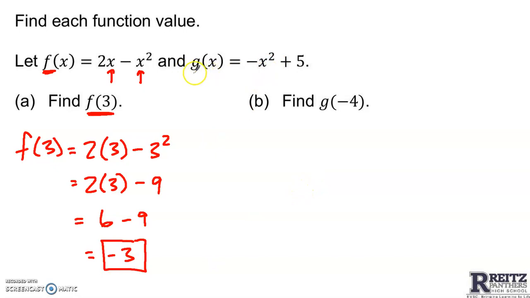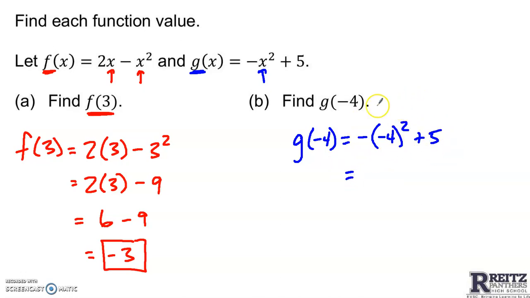For g of negative 4, I need to take the rule for function g, and everywhere I see x, only right here, put negative 4. Be careful. g of negative 4 says give me the opposite of negative 4 squared plus 5. There's a very common thing that students will do wrong here. Be very careful with your order of operations. The next thing to do is the exponent, but the only thing being squared is the negative 4, not this negative also. Read this like the opposite of this squared. So the opposite of negative 4 squared is negative 16. And now negative 16 plus 5 is negative 9. So g of negative 4 is negative 9.